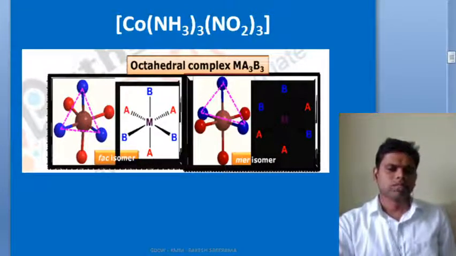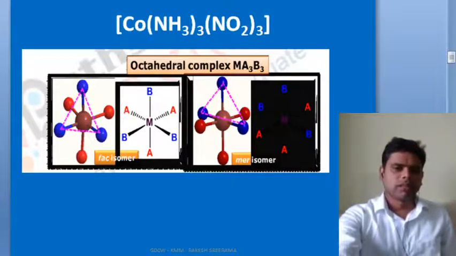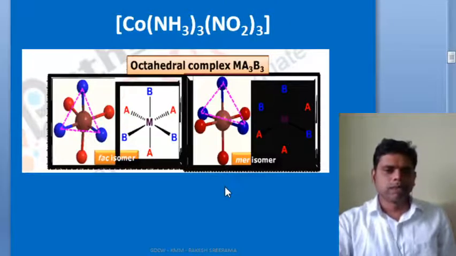So imagine one as your NO2 and one as your NH3. The blue ones are NO2 and the red ones you can imagine as amine. If you try to join the blue ones, you get a triangular face, so they are present on the same face. So it is a facial isomer. And in the second part of the picture, this one, you get the same plane; the blue balls are present on the same plane.